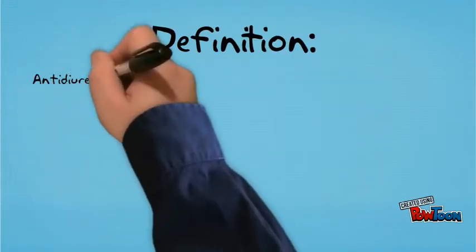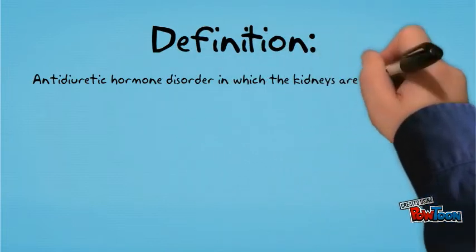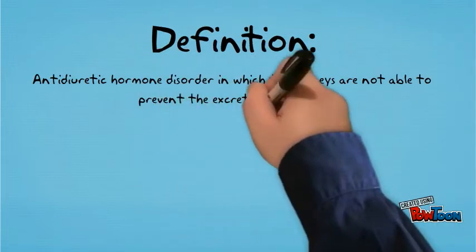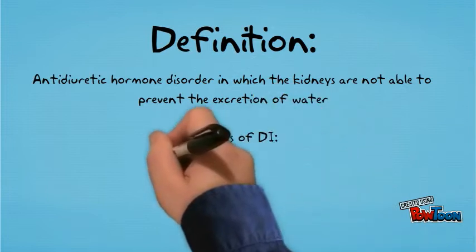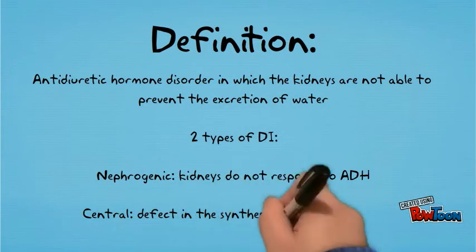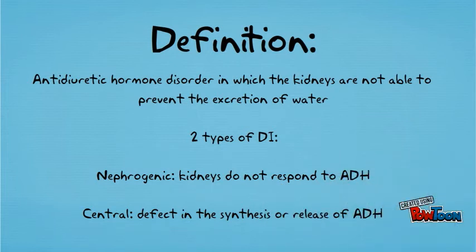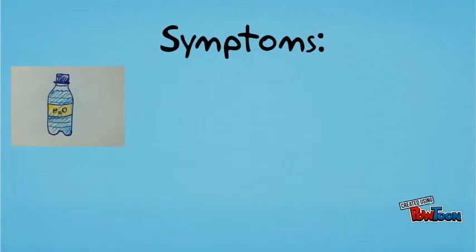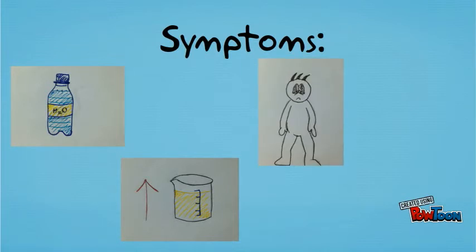Diabetes insipidus is an antidiuretic hormone disorder in which the kidneys are not able to prevent the excretion of water. There are two types of DI, nephrogenic, which occurs because the kidneys do not respond to ADH, and central, which occurs because of a defect in the synthesis or release of ADH. Common symptoms include excessive thirst, increased urine output from 2 liters to 20 liters a day, lethargy, and muscle pain.